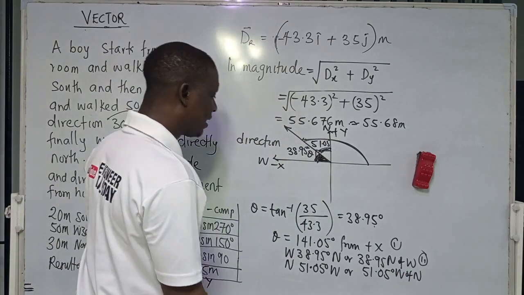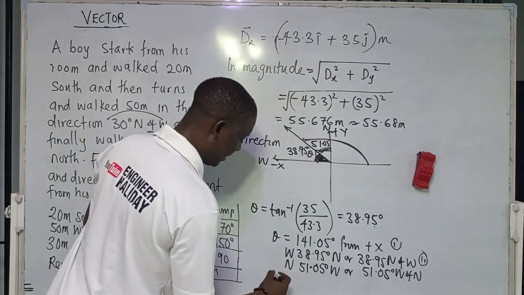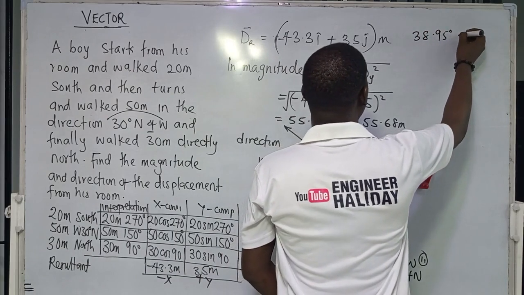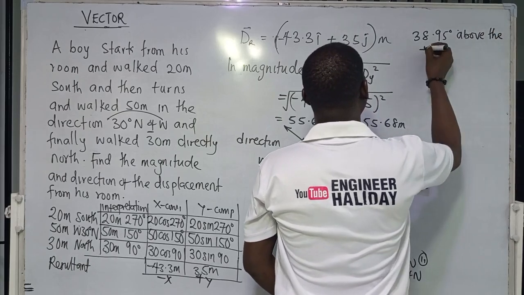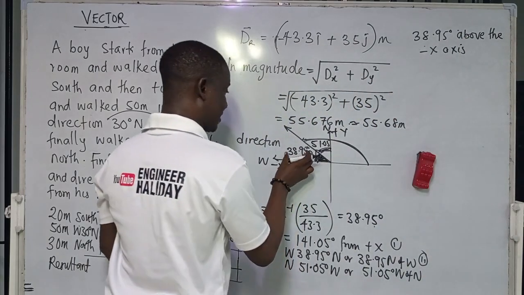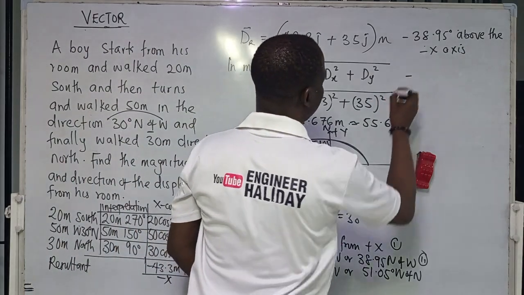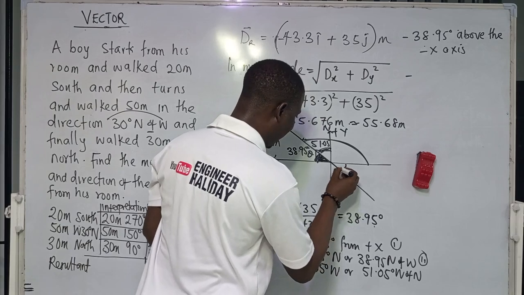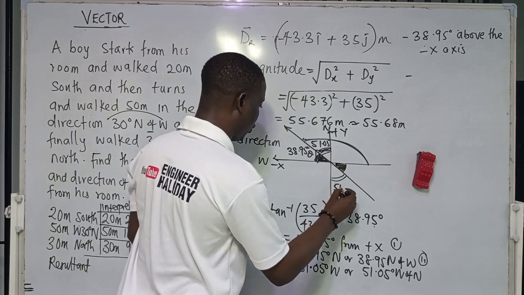West of north. Somebody can say, okay, we want to calculate the angle from the x-axis. You can still say it is 38.95 above the x-axis. Lastly, you can calculate this side. This place is alternate to this place, and this place is alternate to this place. So here it can be 51 point.